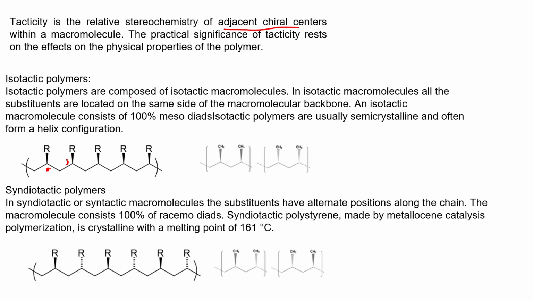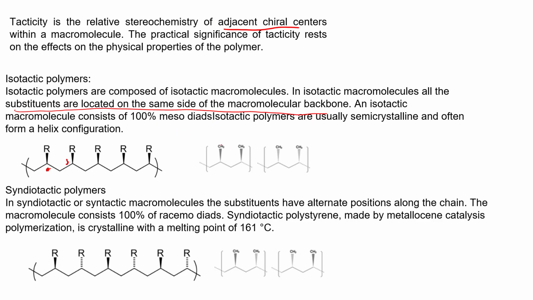So isotactic polymers are composed of isotactic macromolecules, where what we are seeing is that all the substituents are located on the same side of the macromolecular backbone. So this is your backbone, and here you are seeing all of them are sitting on the above face, right? All of the substituents or R groups are on the above face. So they are on the same side of your backbone. That's why it is named isotactic macromolecular polymer.